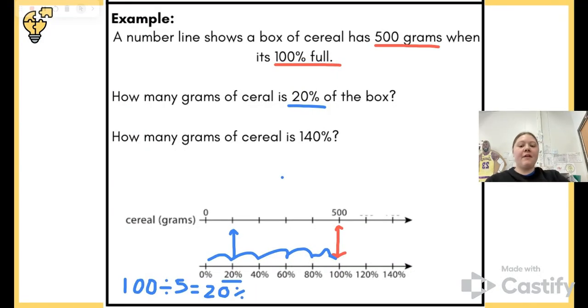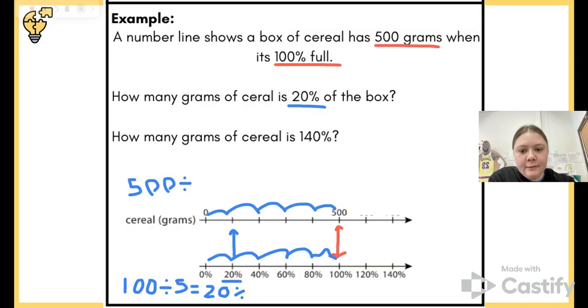Now, if I want an equivalent ratio, I need to do the same thing at the top up here. So I'm going to take my 500 grams, and I'm going to divide that by 5. Because there's 5 equal spaces there as well, right? We can count them. 1, 2, 3, 4, 5, right? So 500 divided by 5, and that will give me 100.